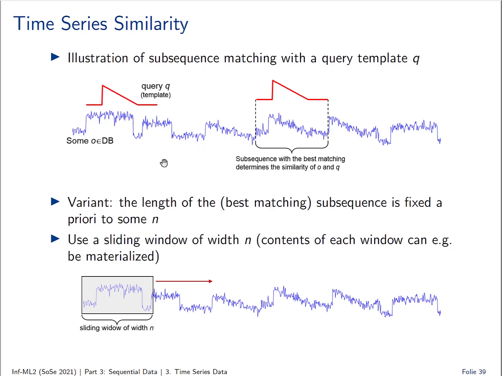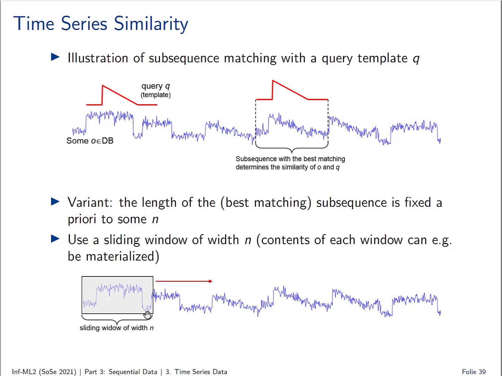Okay. And there is a variant where the length of the best matching subsequence is fixed to some n. So in that case, for example, the length of the query template may be fixed to some specific number of time slots. And if that is the case, then you can use a sliding window of size n to go over the entire database objects and extract from one time series object all the subsequences of this length n, and store that in the database.